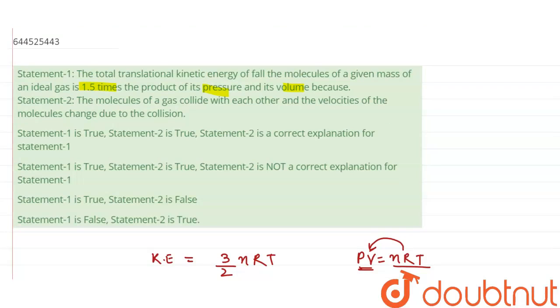That means my second statement is also correct, and my statement 1 is also correct, but statement 2 is not the correct explanation for statement 1. So my second option, which says that statement 1 is true, statement 2 is true, but statement 2 is not a correct explanation for statement 1, is my right answer.